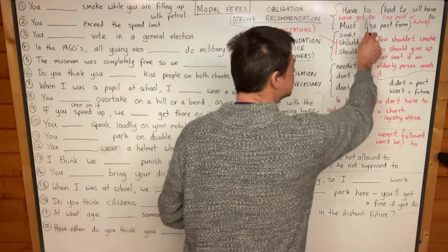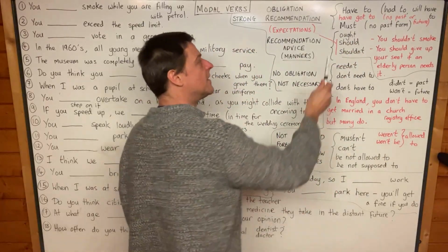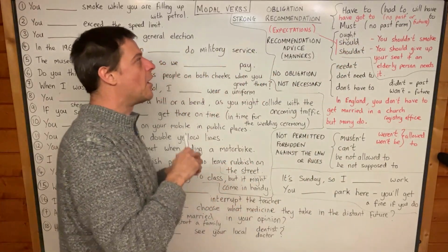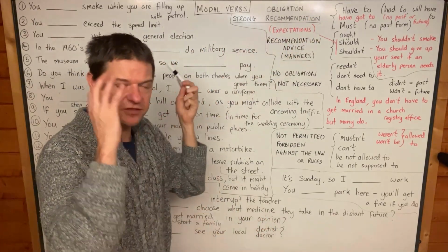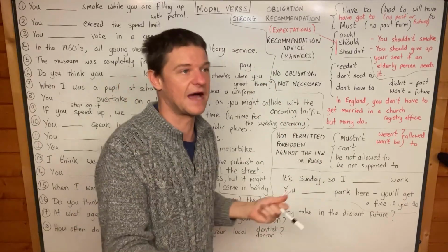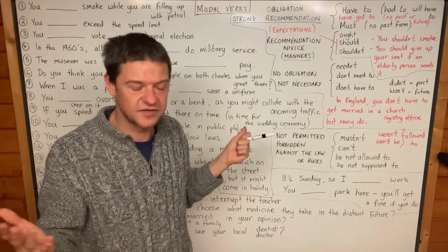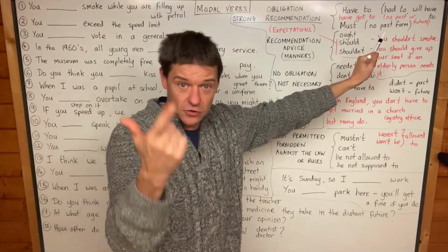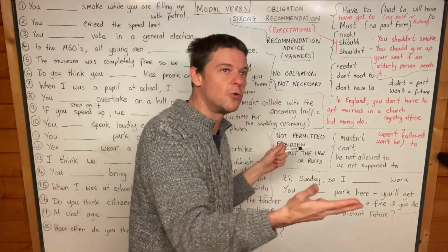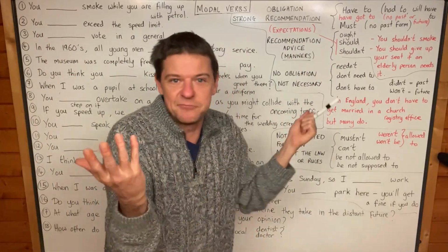But you have to and must, and also have got to. All of these three at the top, they mean an obligation, something you must do, something you have to do, you have no choice. So in other words, it's the law, or it's the rules of the school or of the sport or of the board game, whatever it is.